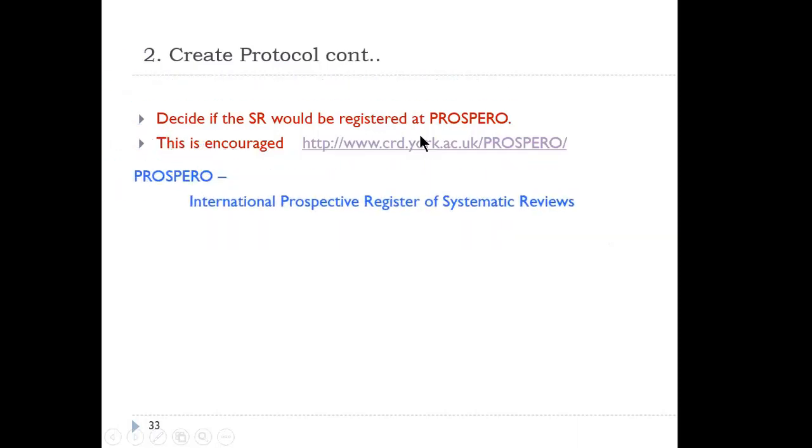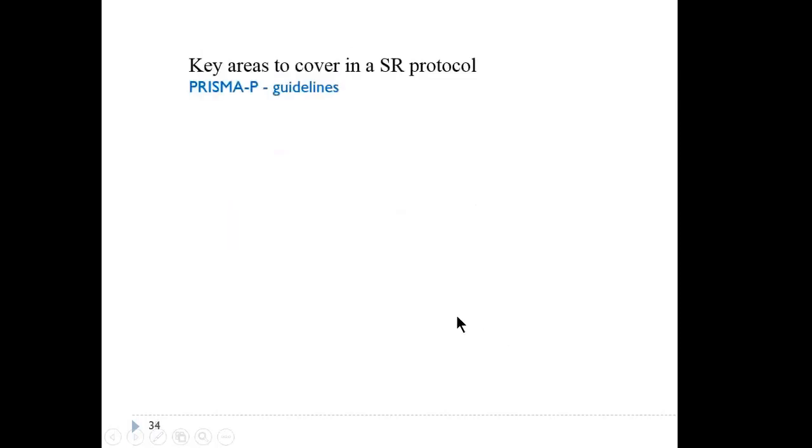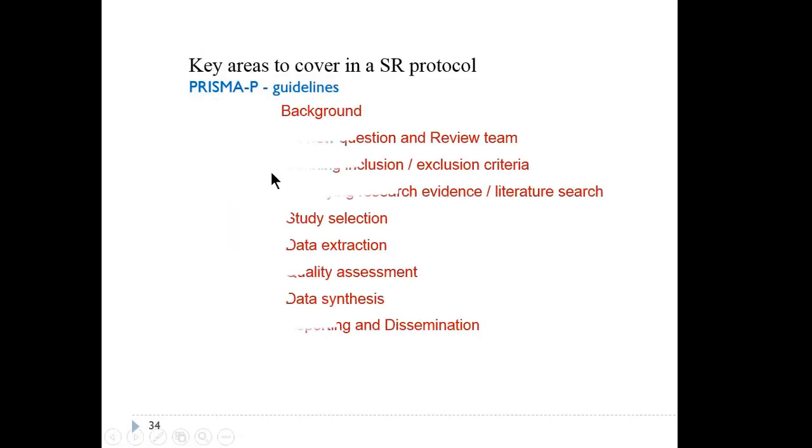It is encouraged. Actually, when you register the protocol, they will expect the protocol to be in the PRISMA format. So now, key areas to cover in a protocol. According to the PRISMA guidelines, these are the areas that you need to give all the details on. First, the background of your study, the research question, and then the review question and review team.